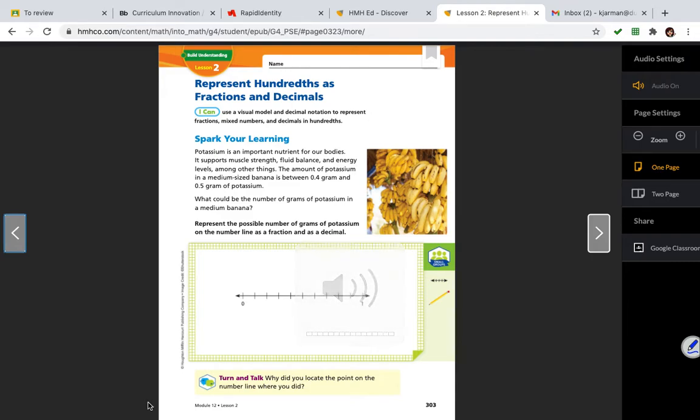Hey guys, today we're on Module 12, Lesson 2 on page 303. The title of our lesson is Represent Hundredths as Fractions and Decimals. We're going to be able to use a visual model and decimal notation to represent fractions, mixed numbers, and decimals in hundredths. So yesterday's lesson, y'all did tenths.